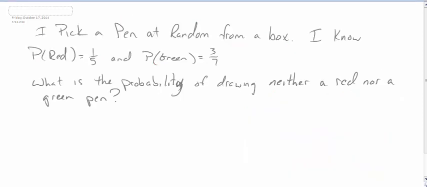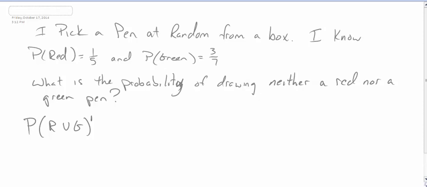So, example time. I pick a pen at random from a box. I have this big box of pens, lots of different colors. I know the probability of picking a red pen is 1/5. 1/5 of the pens in there are red. I know that 3/7 of the pens in this box are green, so the probability of picking a green pen is 3/7. I want to know what's the probability of drawing neither a red pen nor a green pen. So what I'm looking for is the probability of the complement of red or green.